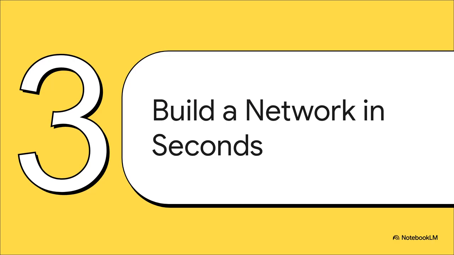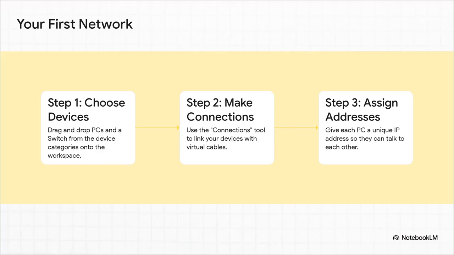All right, that's enough talk. Let's actually build something. You're about to see just how ridiculously fast you can go from a blank slate to a fully working network. It is truly as simple as 1, 2, 3. First, you dip into that device tray at the bottom, grab a few PCs and a switch, and just drag them onto the workspace. Done.